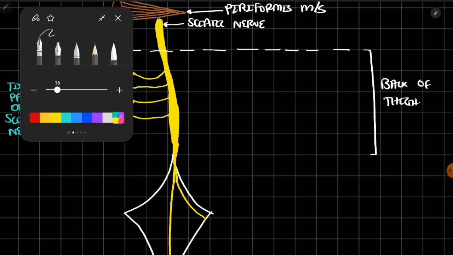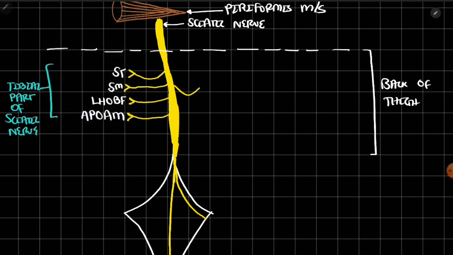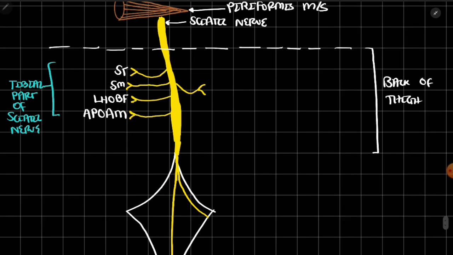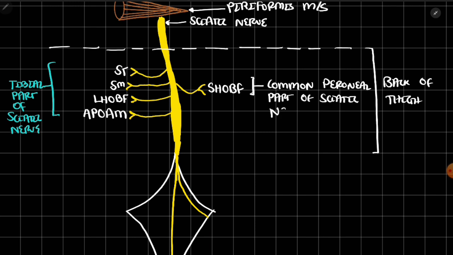Now we talked about the short head of biceps femoris. The short head of biceps femoris is basically this branch. Now I told you in the cut section of the sciatic nerve we have 2 parts, the tibial part of sciatic nerve and the common peroneal part of sciatic nerve. So this is the common peroneal part. Let me write, this is the short head of biceps femoris, and this part is the common peroneal part of sciatic nerve.